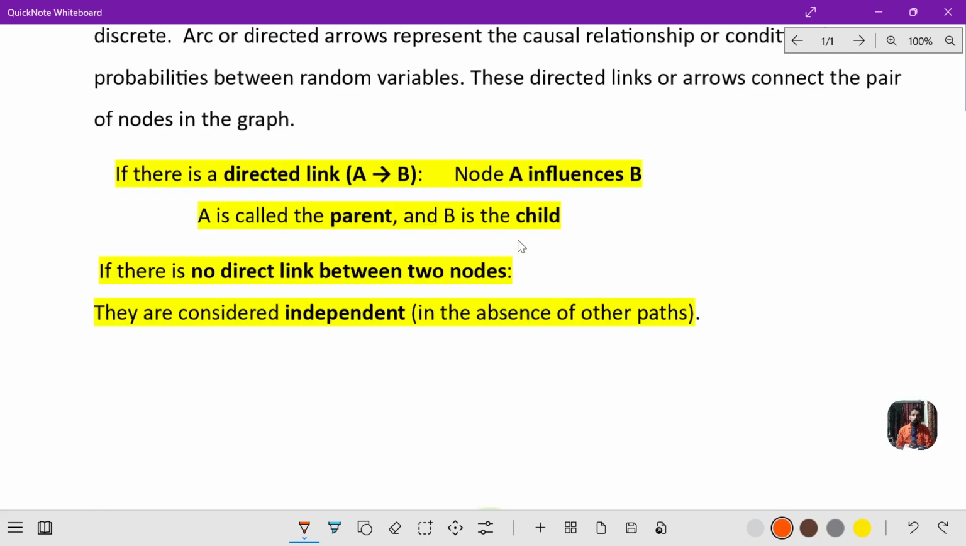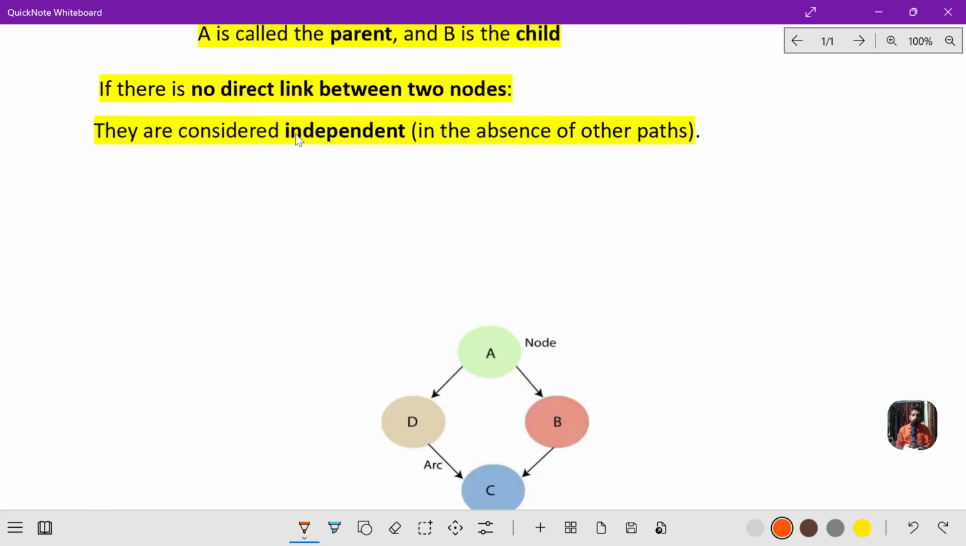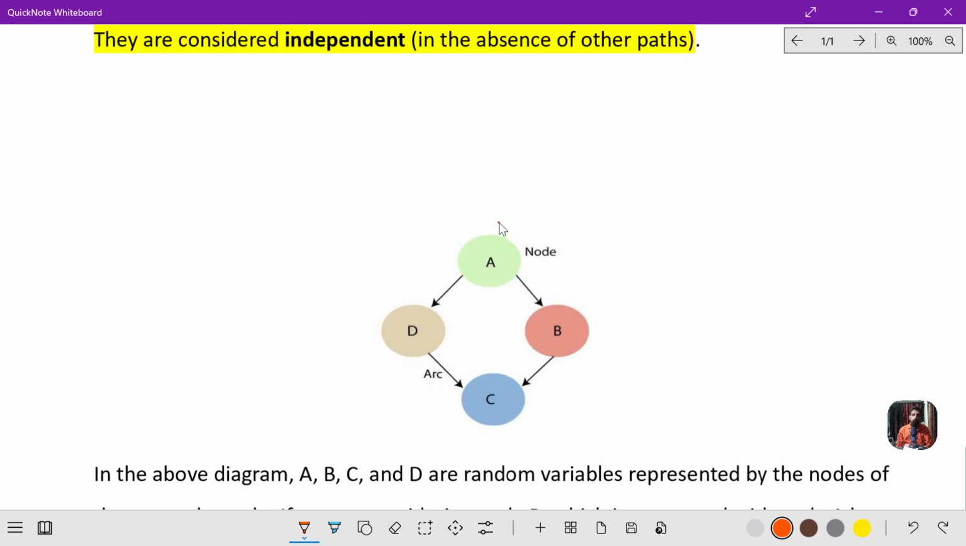Now if you observe, if there is no direct link between two nodes, they are considered independent. So there is no direct link between A and C. You observe, there is a link from A to D, but there is no direct connection between A and C. Hence, A and C are called independent.